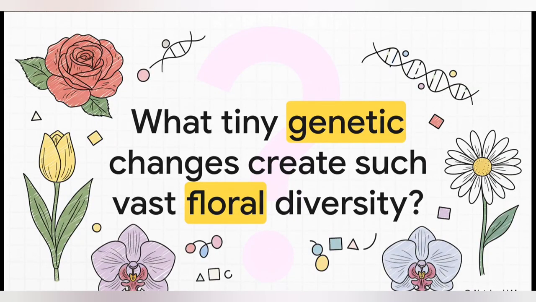And that really leaves us with one final, incredible thought. If a rose and a tulip and a daisy and an orchid, if they all start from the same basic ABC code, just try to imagine the tiny, subtle genetic tweaks that must have happened over time to create such stunningly different flowers. It's just a few simple rules playing out in infinite, beautiful combinations.